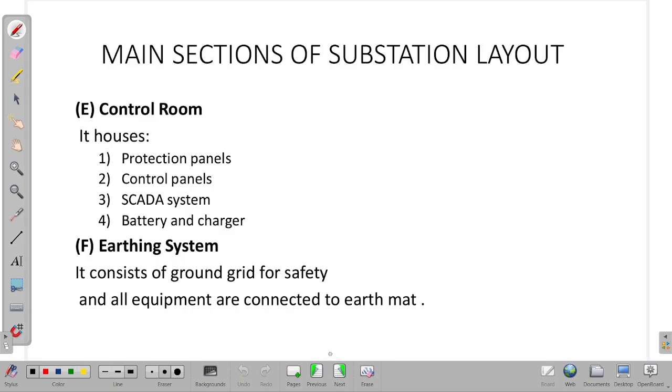Then another section is the control room. The control room houses the protection panels, control panels, SCADA system, battery and charger. And another important and vital section is called the earthing system. It consists of a ground grid for safety, and all equipment is connected to the earth mat.